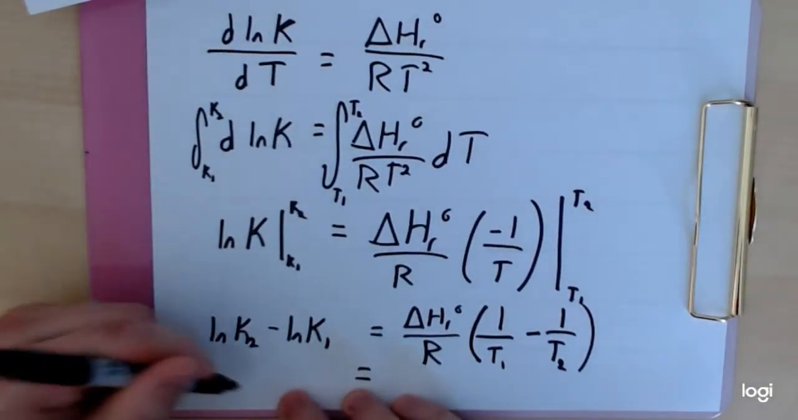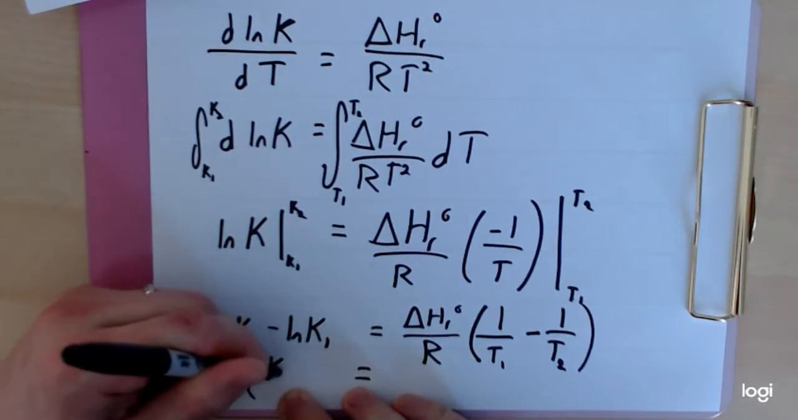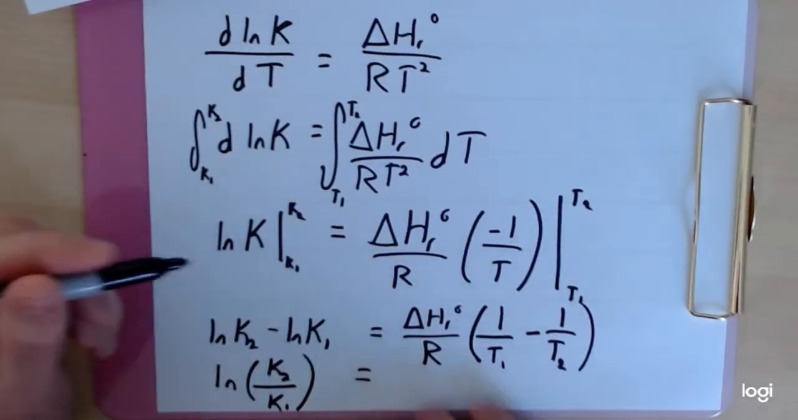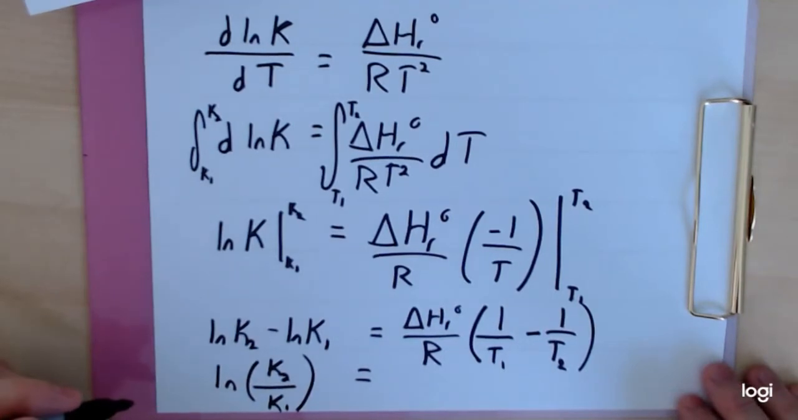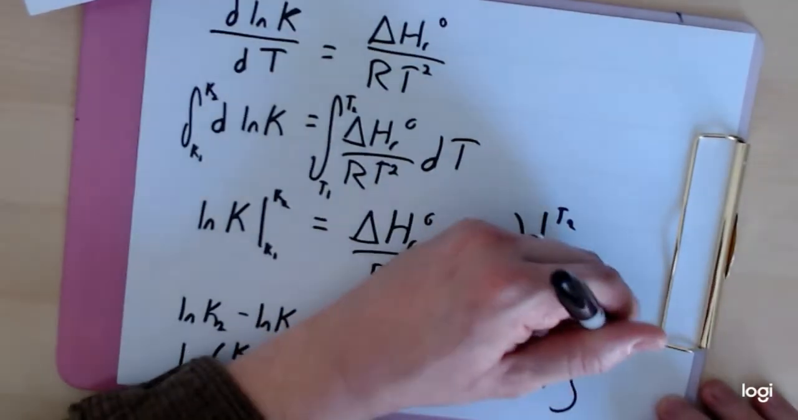Now, the left-hand side of the equation again, you can rewrite this as just log K2 over K1 due to the properties of logarithms. And this is the final form of the integral form of the Van't Hoff equation.